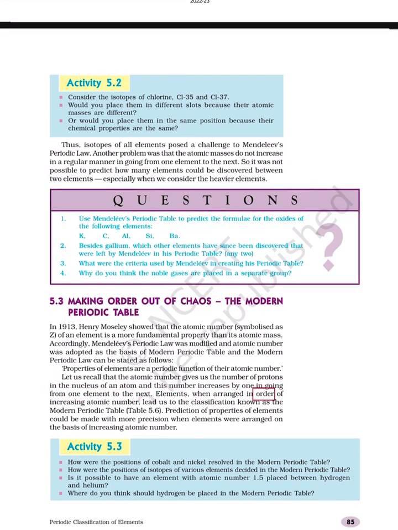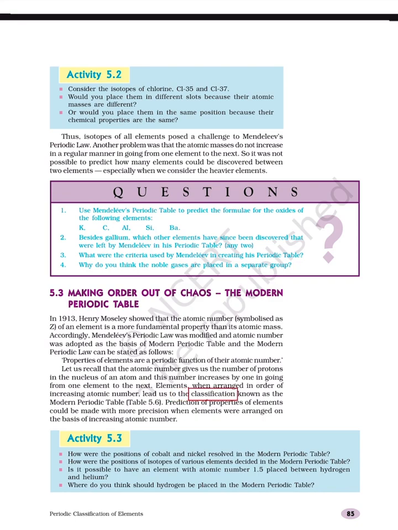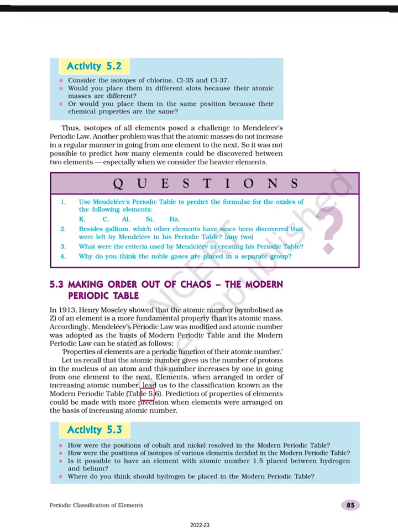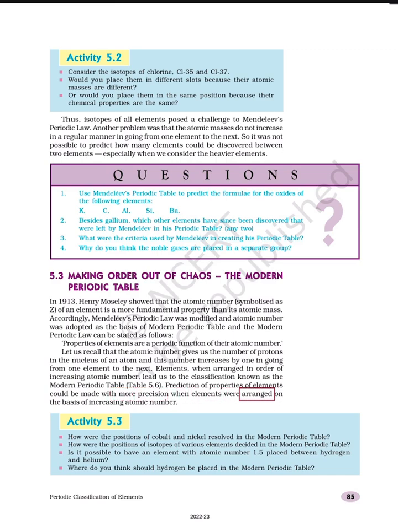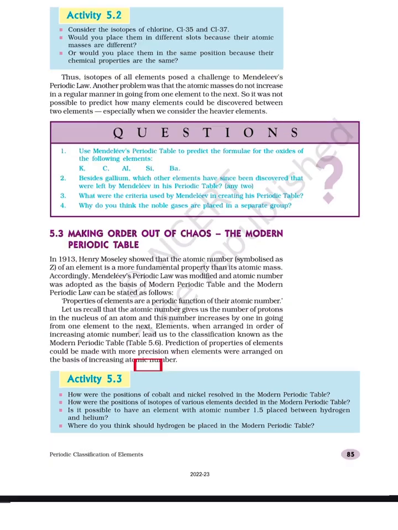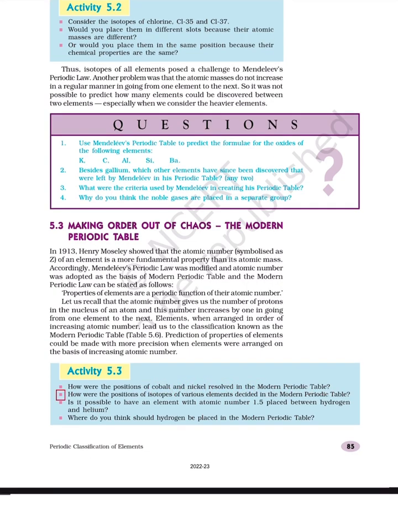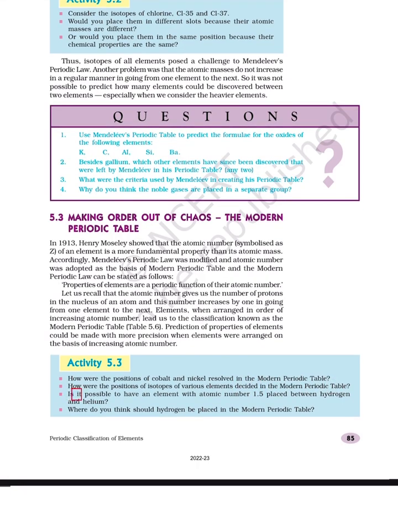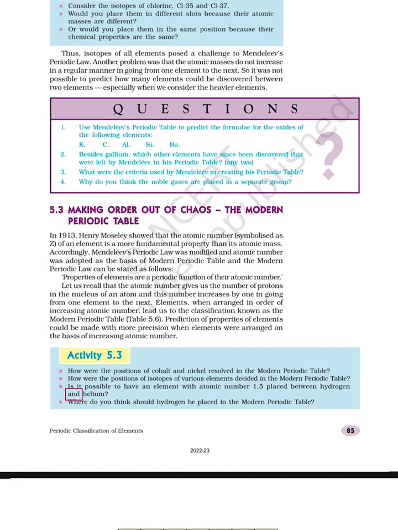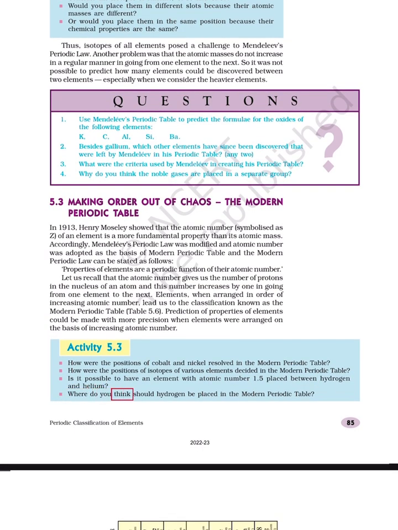Elements, when arranged in order of increasing atomic number, lead us to the classification known as the modern periodic table. Prediction of properties of elements could be made with more precision when elements were arranged on the basis of increasing atomic number. How were the positions of cobalt and nickel resolved in the modern periodic table? How were the positions of isotopes of various elements decided? Is it possible to have an element with atomic number 1.5 placed between hydrogen and helium? And where do you think hydrogen should be placed in the modern periodic table?